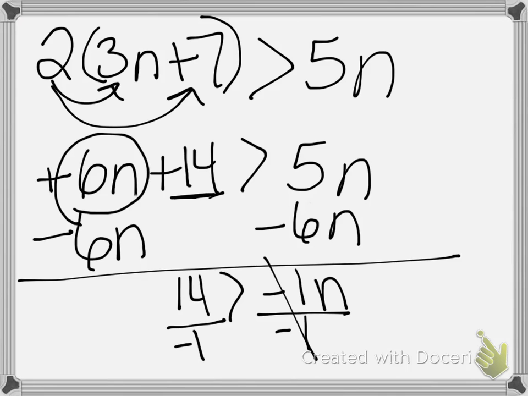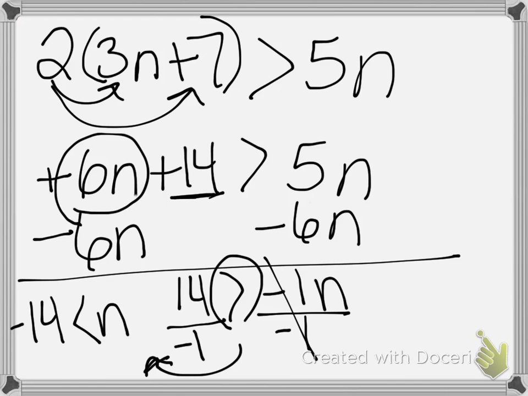14 divided by -1 is going to be -14, but because I divided by a negative, I need to flip my sign. So my answer is going to become -14 is less than n, or n is greater than -14.